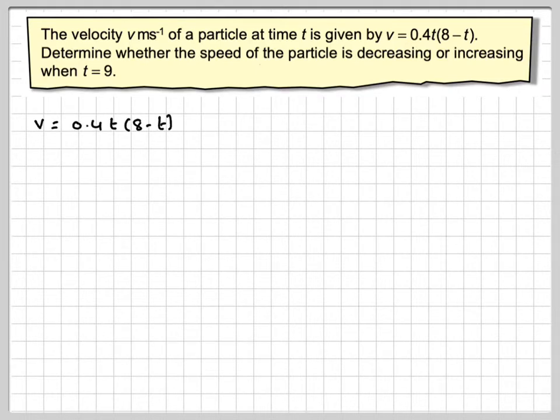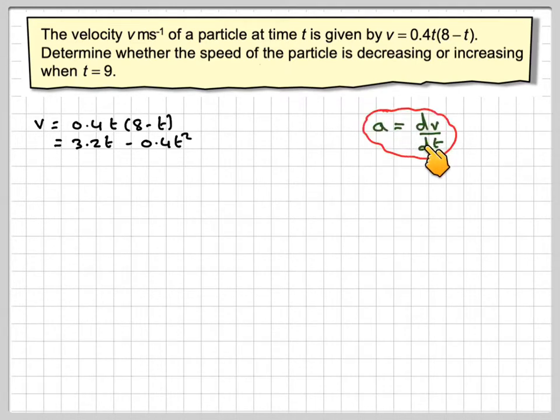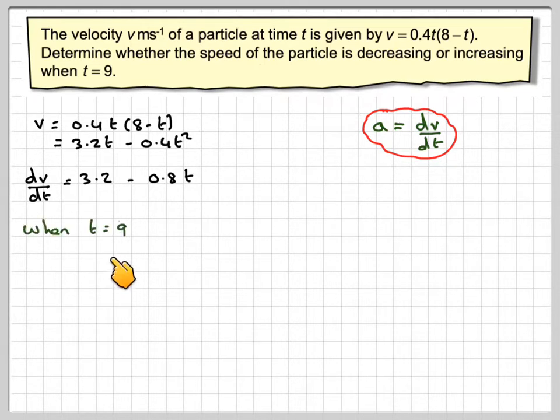But if we've got v = 0.4t(8 − t), and if we expand that, we're going to get 0.4 times 8, which is 3.2t, minus 0.4t squared. The acceleration is given by dv/dt, so dv/dt will be 3.2 − 0.8t. So when t is 9, the acceleration will be 3.2 − 0.8 times 9, which is −4 meters per second squared.